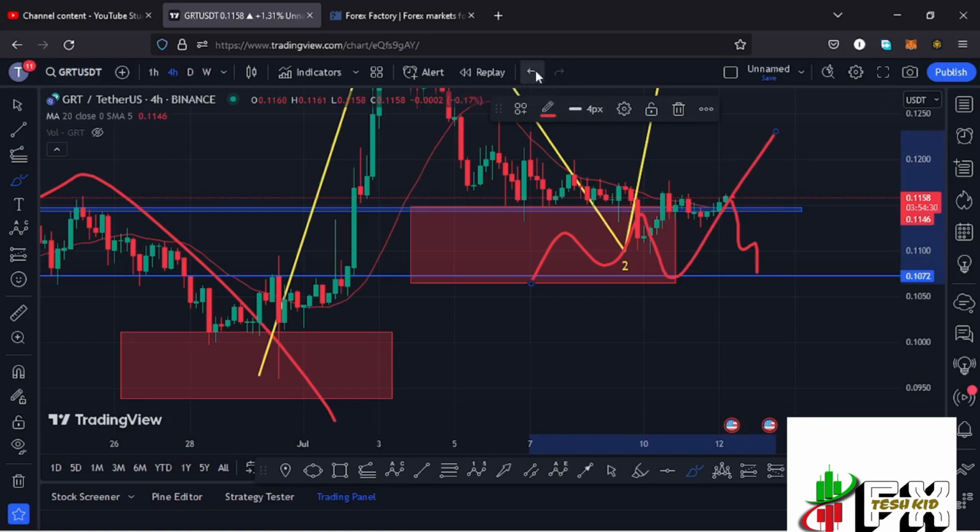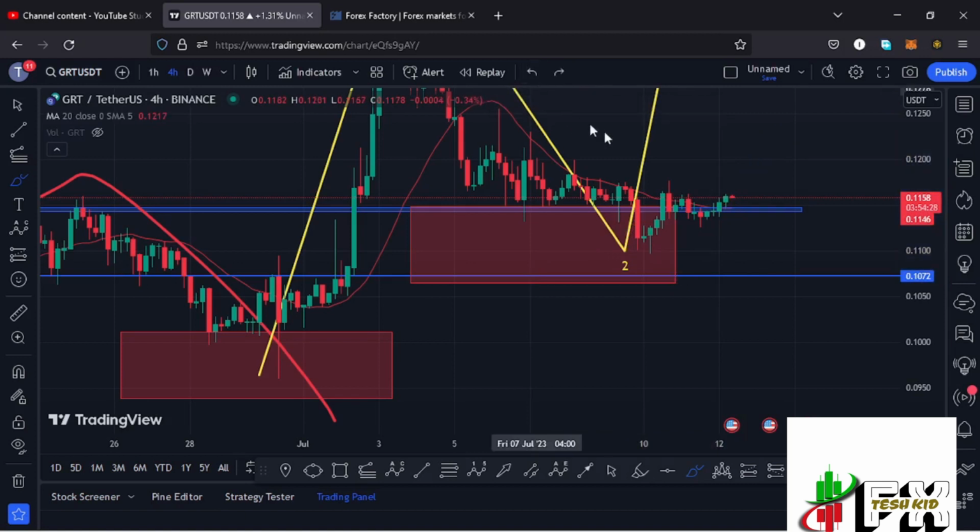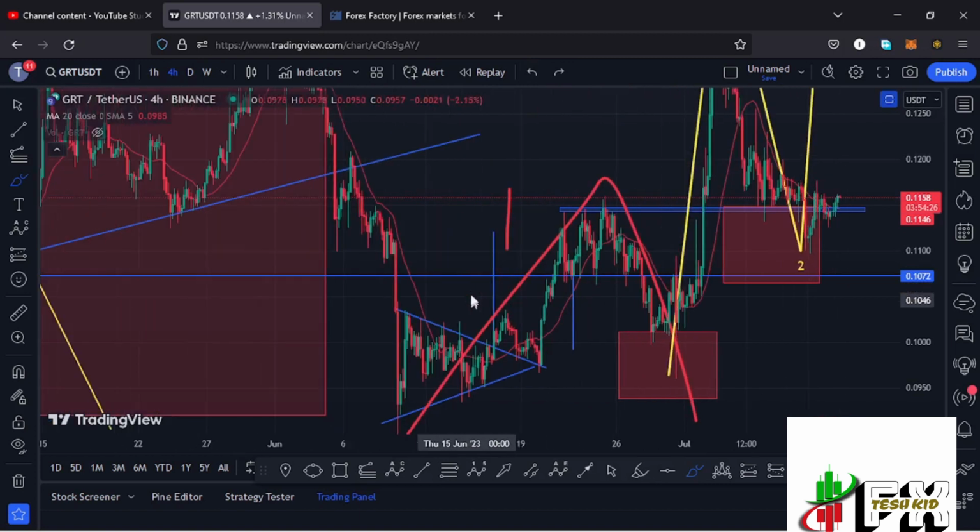Those are the two possible moves that you need to keep in mind here on the GRT chart from a short-term point of view.